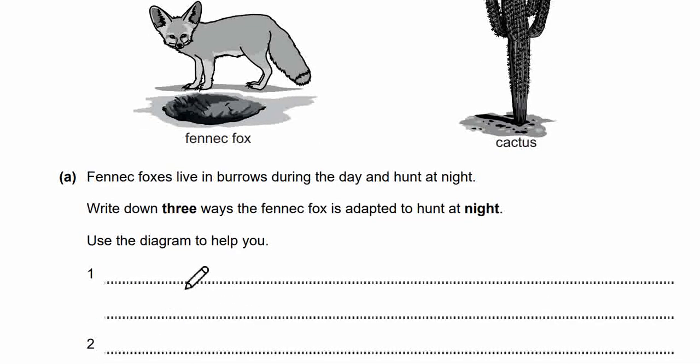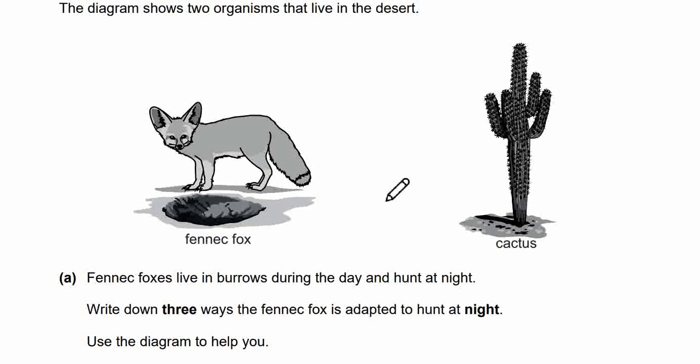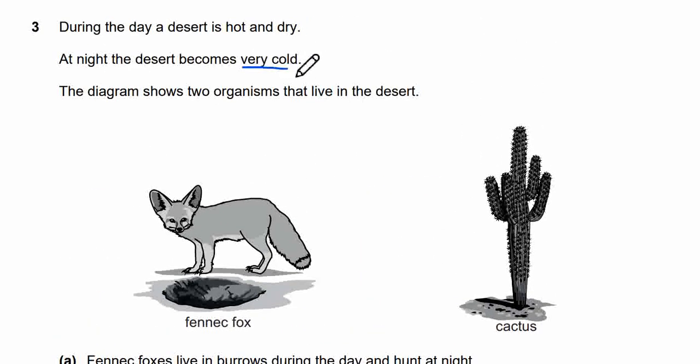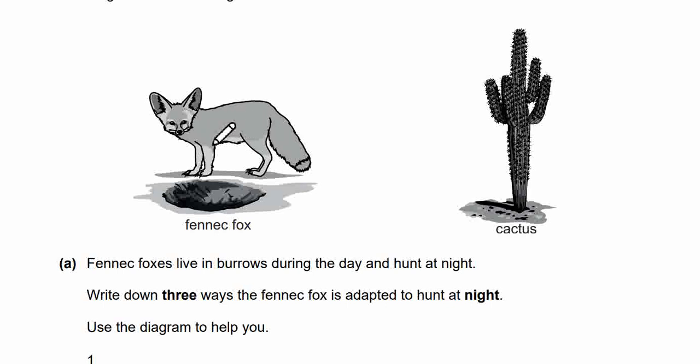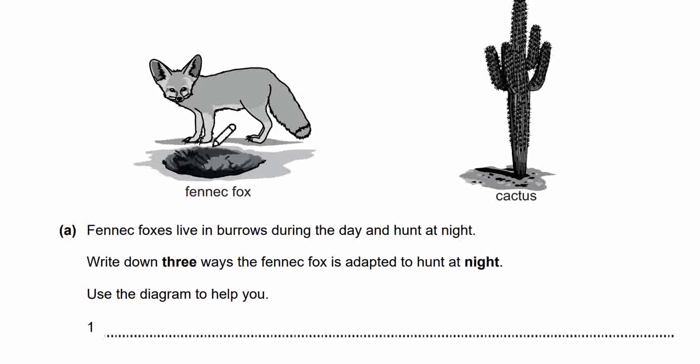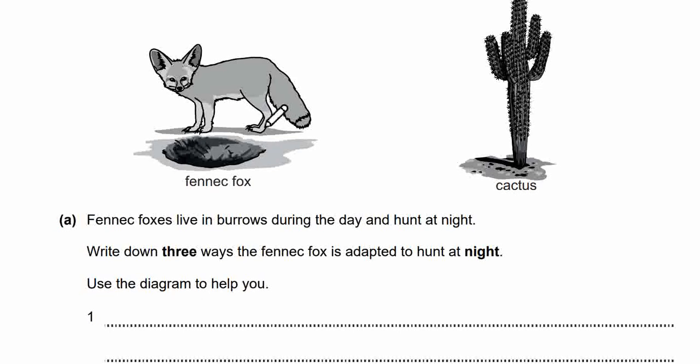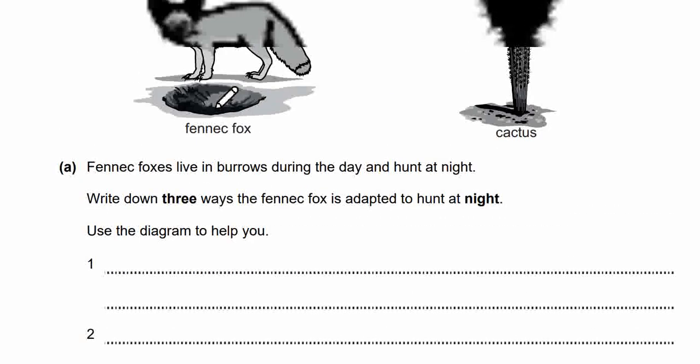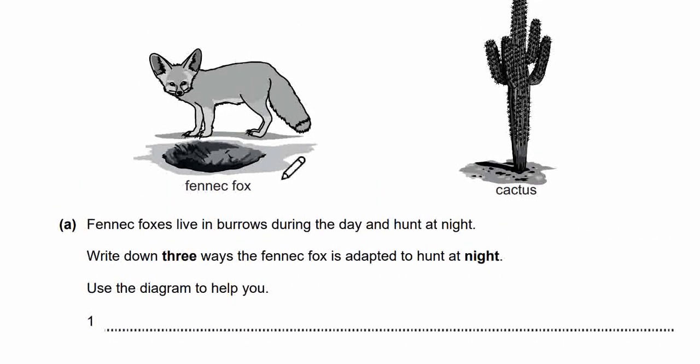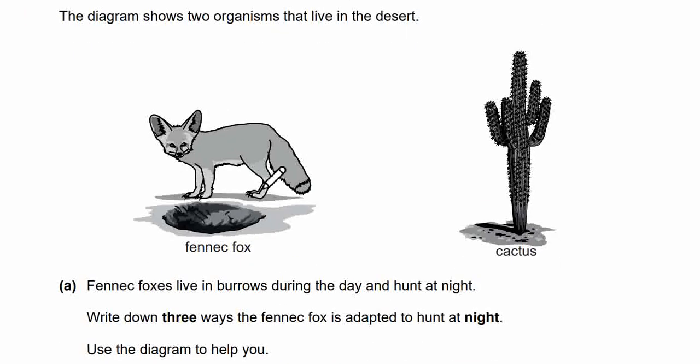So we can see here that it has large ears, so it must have good hearing to locate the prey. And you can see that it has thick fur because at night it's very cold, so it will be a good insulator, the thick fur of the fennec fox. And next, it has the same color as the sand in the desert, so it's a good way for camouflage.